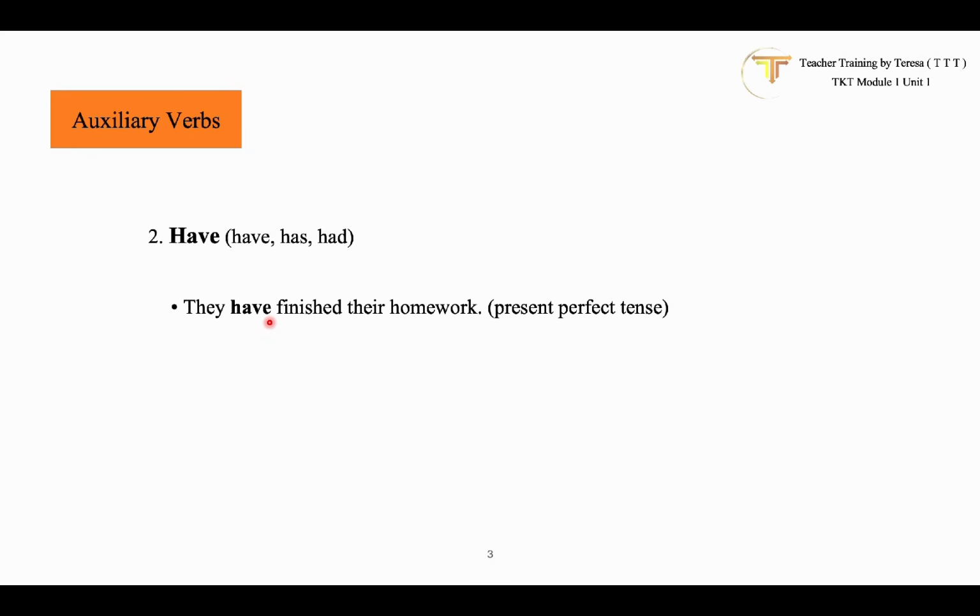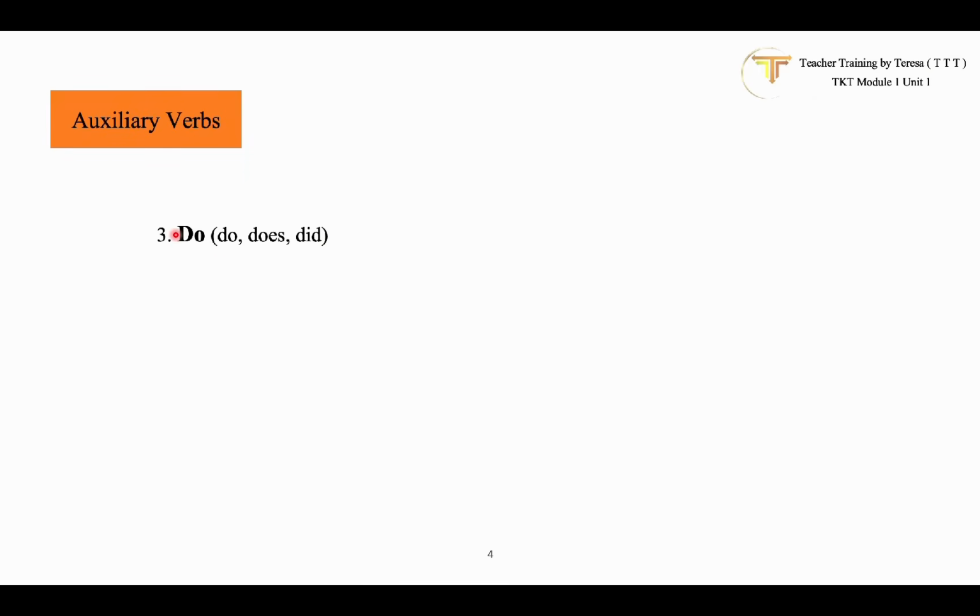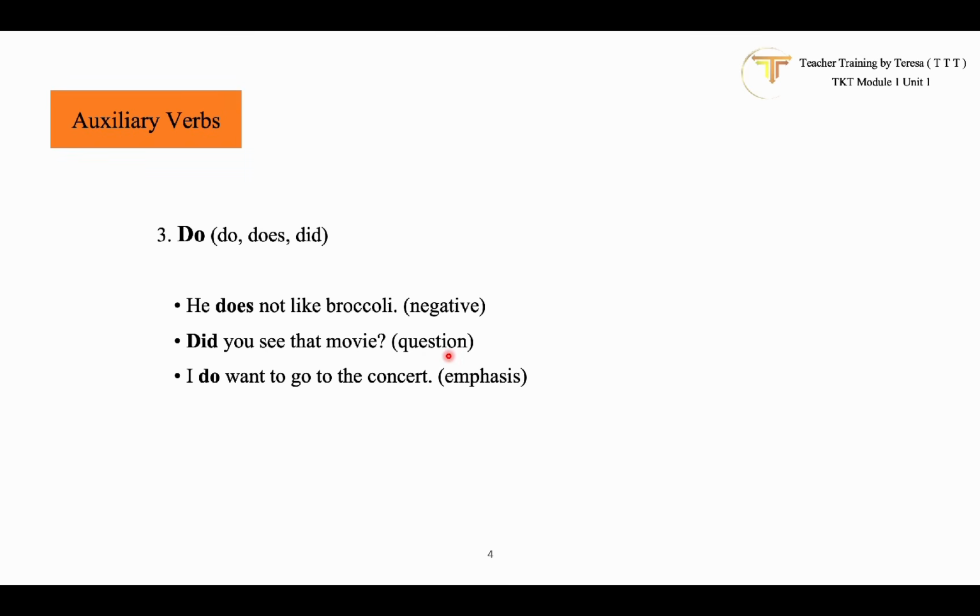Have, has, had. Examples. They have finished their homework. Present perfect tense. She had left before I arrived. Past perfect tense. Do, does, did. Examples. He does not like broccoli. Negative. Did you see that movie? Question. I do want to go to the concert. Emphasis.